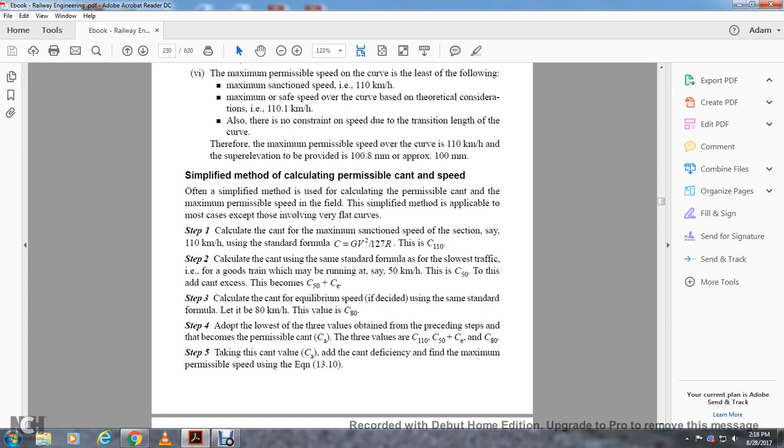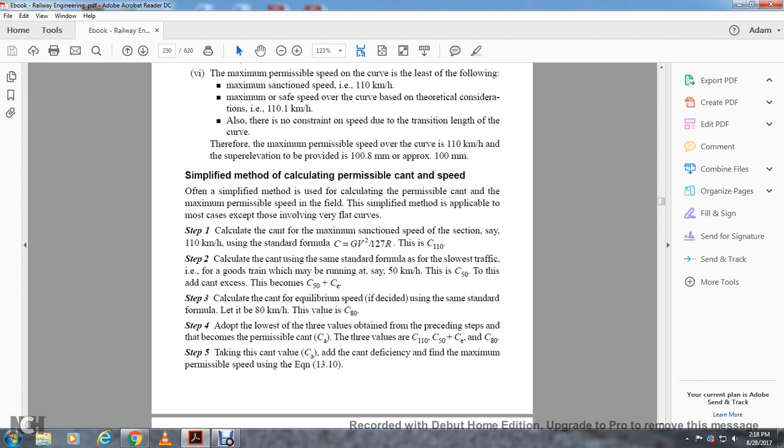G V squared divided by 127 R. This gives C110. Calculate the cant for 110 using the standard formula, then consider the slowest traffic. The goods trains may be running at 50 kilometers an hour. This is C50. To this, add the cant excess, so it becomes C50 plus CE.